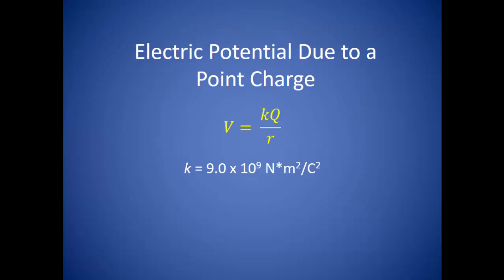So the electric potential at some distance from a single point charge can be derived from the expression for its electric field and is given by k times the magnitude of charge divided by the distance from that charge.